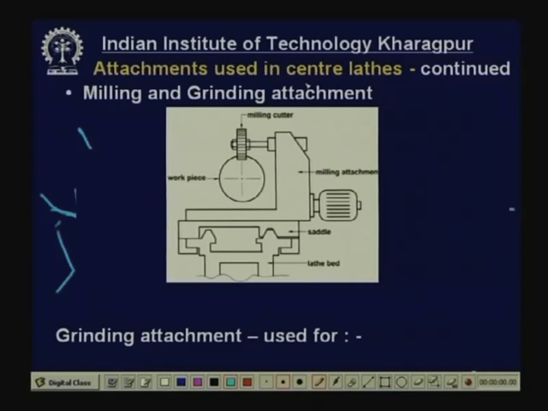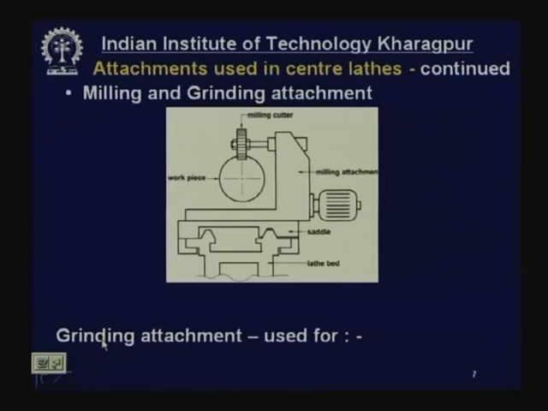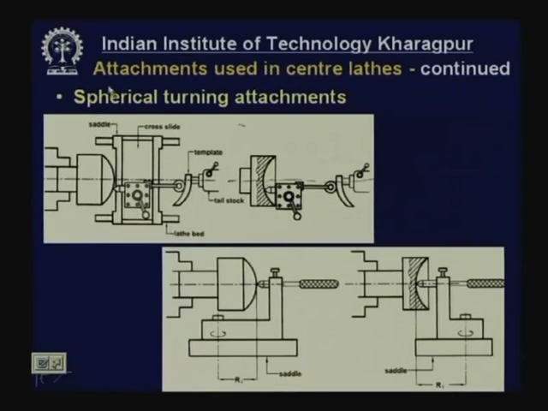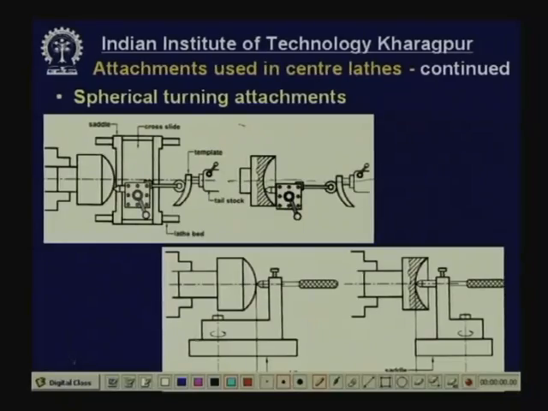Now, the attachments used in the center lathe, continuing, meaning this is over. Now, next is the spherical turning attachment. Spherical, not a complete sphere, but a part of a sphere, a surface has to be produced. Say for example, this is the job. It has got a spherical surface. This is called an external spherical or convex type spherical surface.